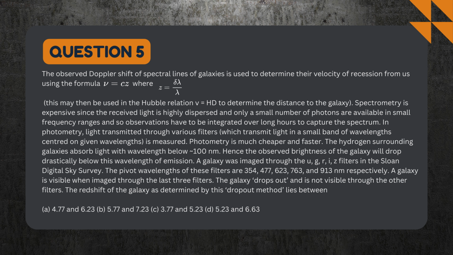A galaxy was imaged through the UGRIZ filters in the Sloan Digital Sky Survey. The pivot wavelengths of these filters are 354, 477, 623, 763, and 913 nanometers respectively. A galaxy is visible when imaged through the last three filters. The galaxy drops out and is not visible through the other filters. The redshift of the galaxy, as determined by this dropout method, lies between... Pause the video and attempt the question.